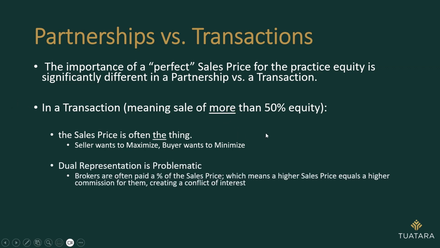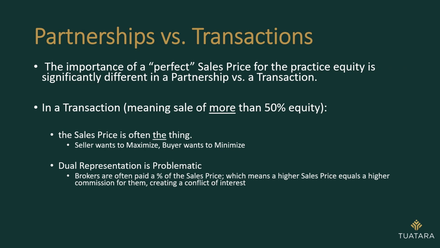With the transaction, dual representation is problematic. In some of the forums that we hang out in, we see this question posed quite often about whether or not dual representation can be done and can be done effectively. Usually inside of a transaction, dual representation is going to be problematic. As I said a moment ago, that largely comes from the fact that sellers and buyers want to do different things with the price, and the price is usually the main focus.